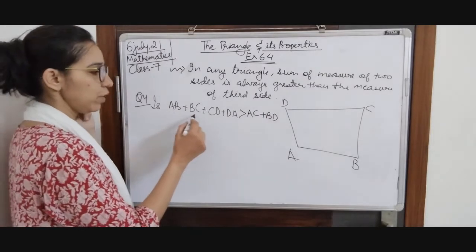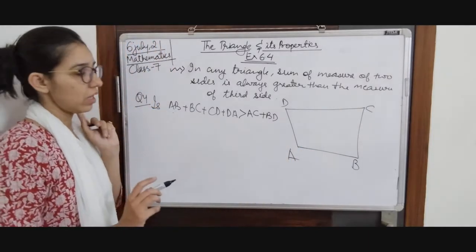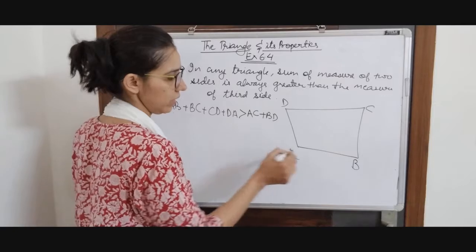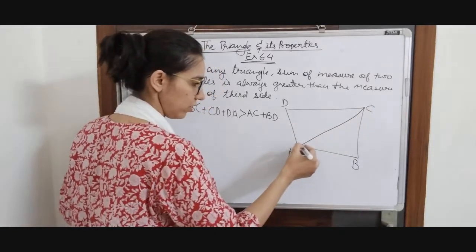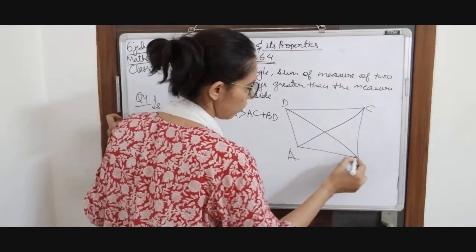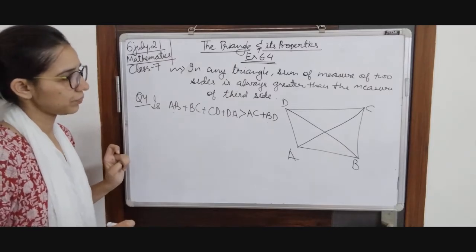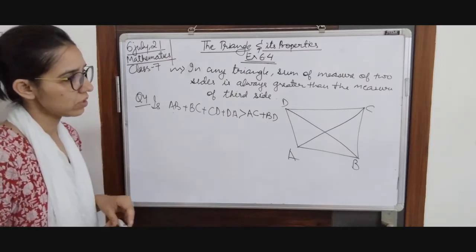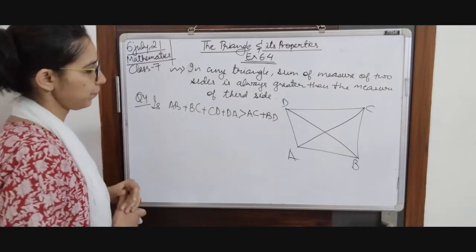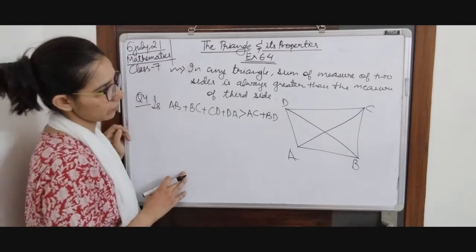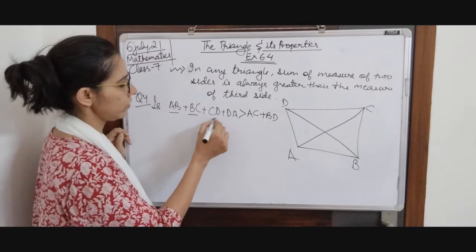So see that AB, BC, CD, DA, I can see these sides on my figure. But what about AC and BD? AC and BD I can't see, so I am going to join them. This is my AC and this is my DB or BD, whatever. So now we have got all the sides that were required of us inside this quadrilateral. So we have AB, BC, CD, DA.